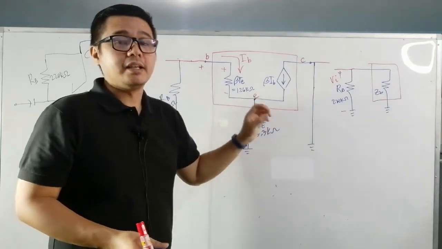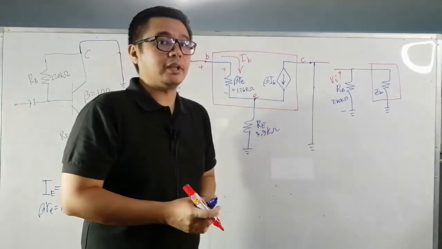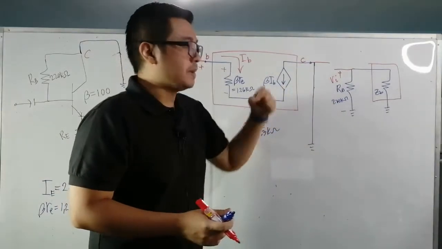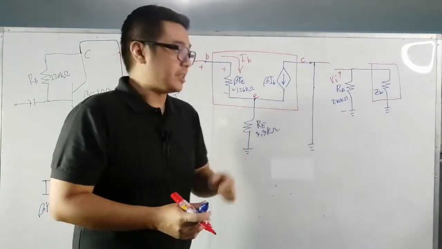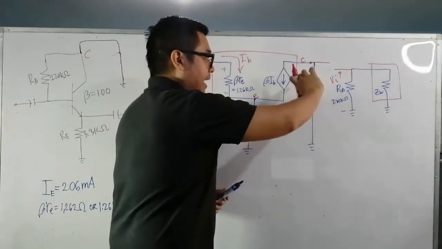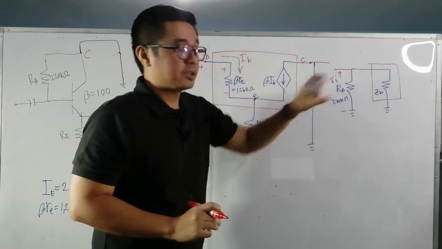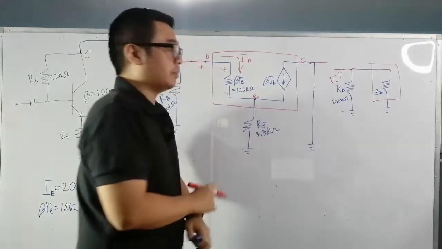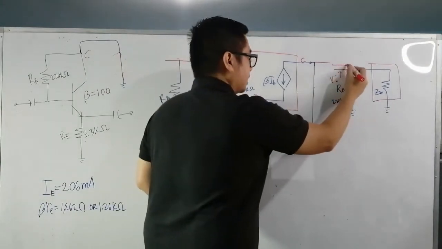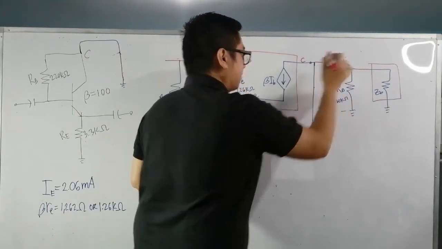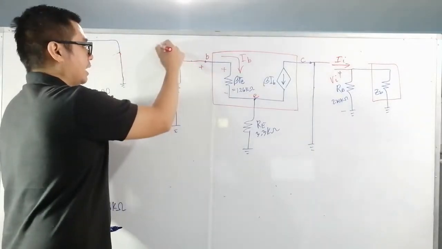Ito yung AC signal na gusto nating ipasok dun sa ating circuit, which is being applied to the input coupling capacitor connected to the base. Since we're applying an input voltage dito sa input side, magkakaroon tayo ngayon ng input current, which is I sub I. So let's write it down here. This is your I sub I. Of course, dito sa ating R sub E model, meron din tayong I sub I.